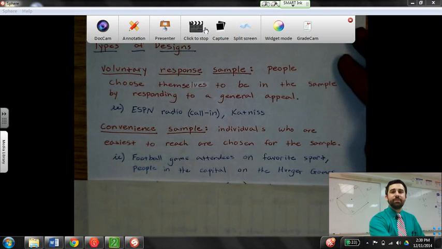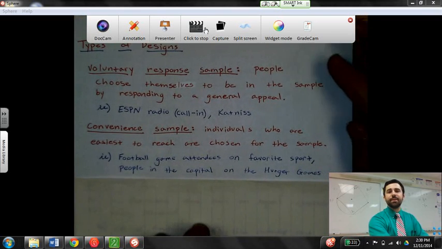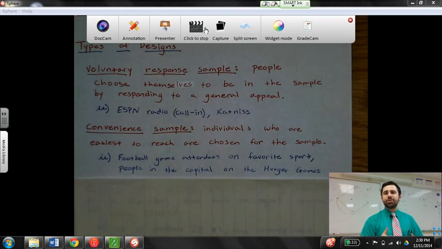A convenience sample is where individuals who are easiest to reach are chosen for the sample. So for instance, football game attendees asked about a favorite sport. If you have an interviewer asking people what their favorite sport is and he's asking at a football game, this is considered a convenience sample. It's convenient. Another example is people in the Capitol on the Hunger Games.